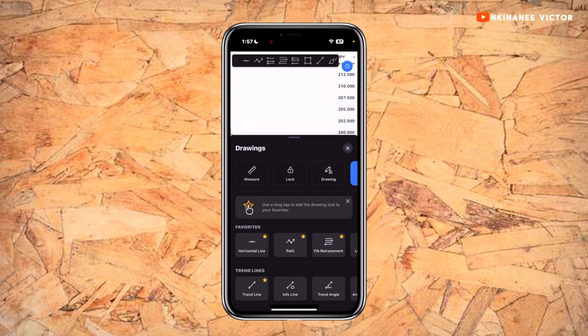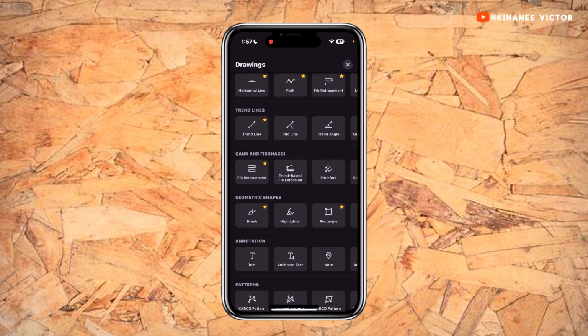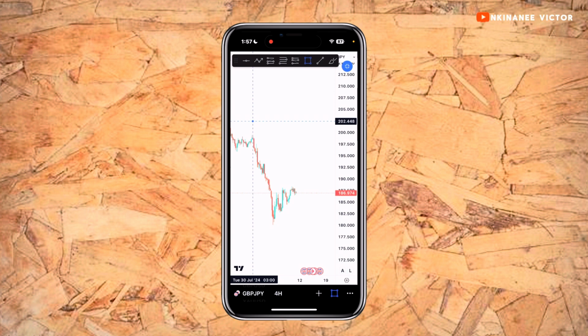The next is the rectangle tool. Click on the pencil icon again, then scroll up. You see under geometric shapes, you see rectangle. Click on the rectangle. You can see it's used to mark out areas or zones where you expect price to get to. You can see I customized it to green. You can also customize it to whatever color that you want. So that's for that.